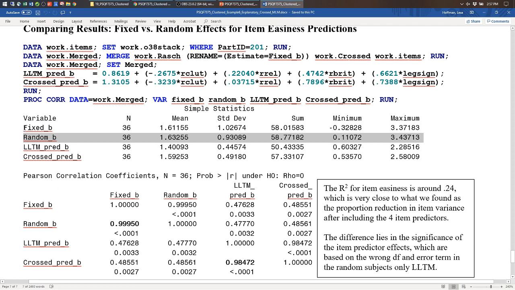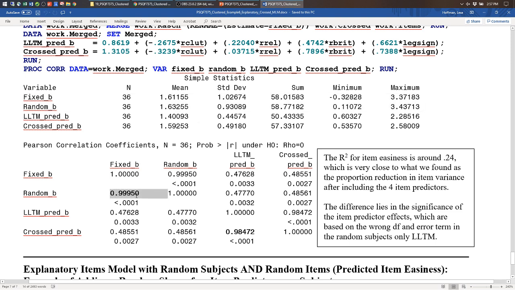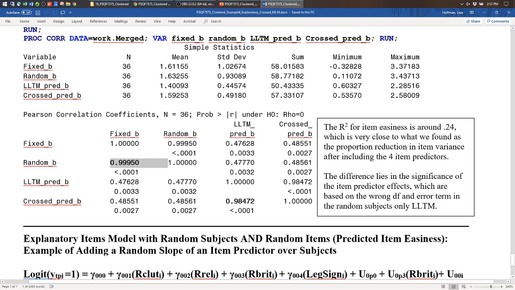And these things are pretty darn close. It looks like the fixed model has a lower bound, so there's a little bit of shrinkage here from the random effects, but they're almost perfectly correlated. So there is the correlation between the fixed effects Rasch model and the random intercepts for the items. It's the same. I also computed what the predicted difficulty would be from the LLTM that doesn't have the corresponding error term for the differences between items, and this one as well. And you can see that these ended up being fairly similar. So it's not the estimates that were the problem from the model, it was the standard errors. And they are very highly correlated as well.